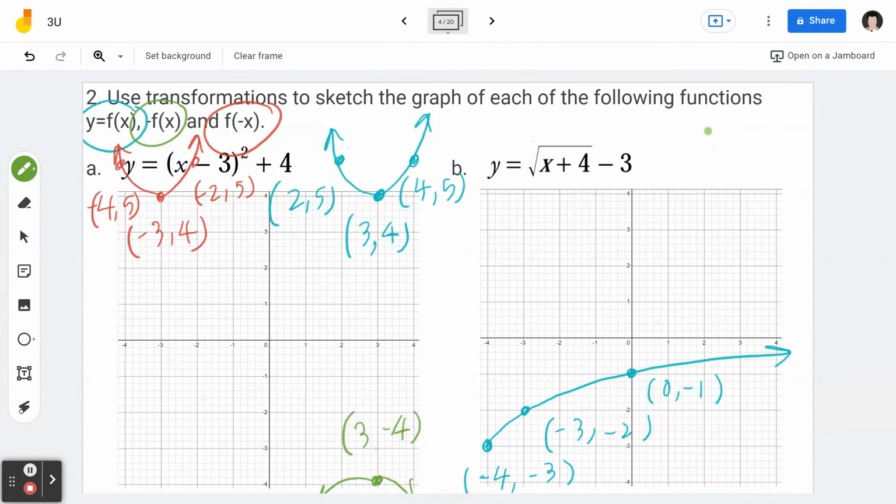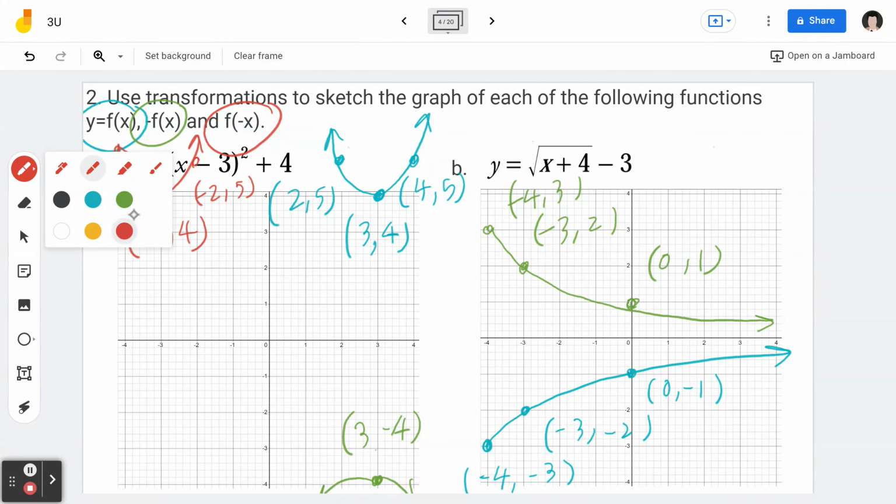If I'm graphing negative f of x, I'm reflecting it with respect to the x-axis. So 0, negative 1 becomes 0, 1. And of course, negative 3, negative 2 becomes negative 3, positive 2. Last but not least, negative 4, negative 3 becomes negative 4, positive 3, just like that. And again, if I connect them, it's going to look, roughly speaking, something like that.